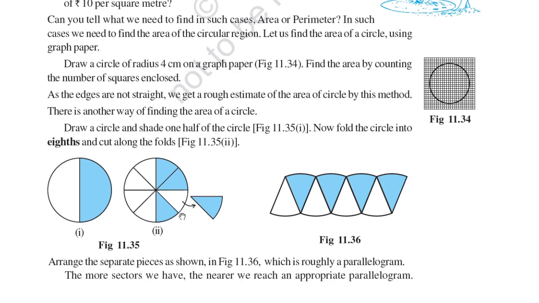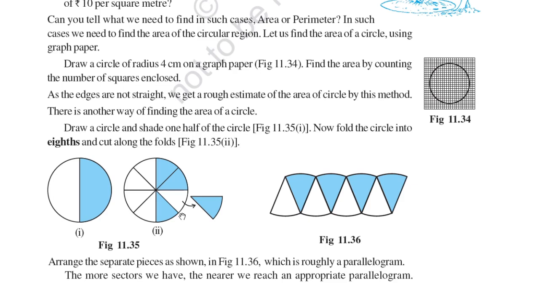So draw a circle of radius 4 on a graph paper. You can see it in figure 11.34. Find the area by counting the number of squares enclosed. So as the edges are not straight, we get a rough estimate of the area of circle by this method.